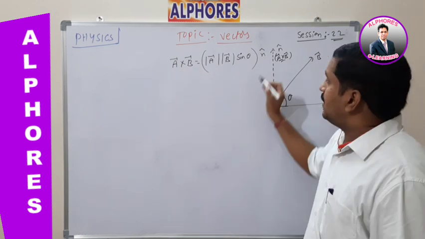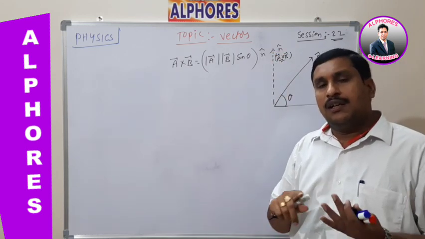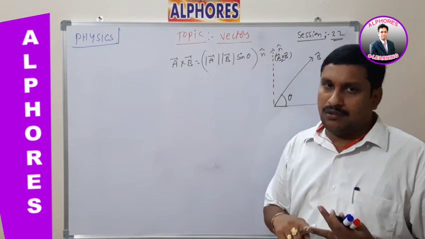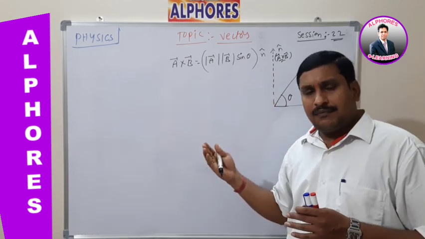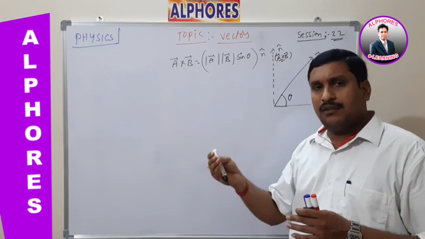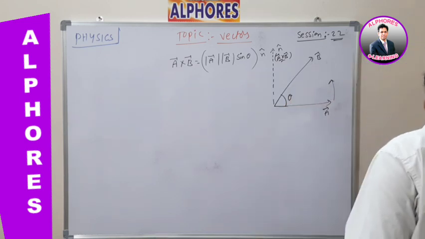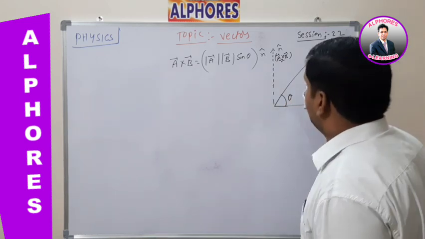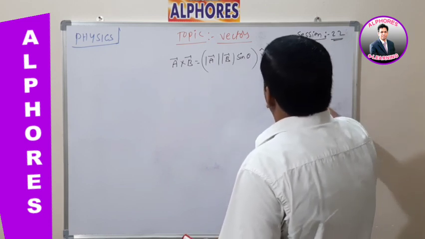The direction of n cap is determined by two rules. I already told you yesterday: the right hand thumb rule and the corkscrew rule. I also already explained the properties of the cross product, about two or three points. Today again I will give clarification about the properties of the cross product. Now listen carefully.